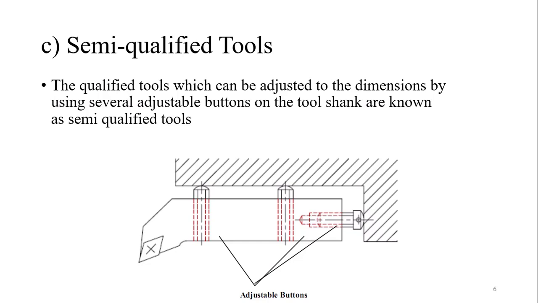Fine, so preset tools are completely manual, you can set up those tools. Qualified tools are ready to use, and semi-qualified tools are in between. They have small controls on the tool. Correct. So this is the first classification, based on the setting up of the tool.